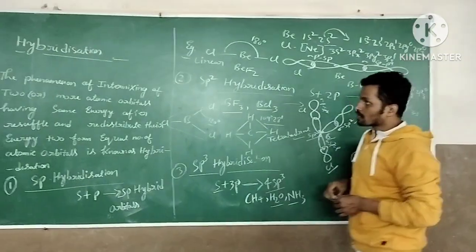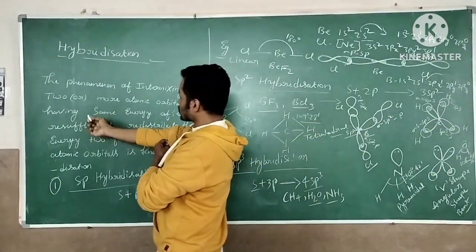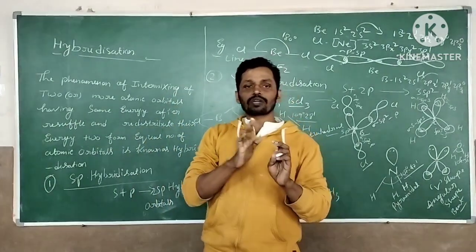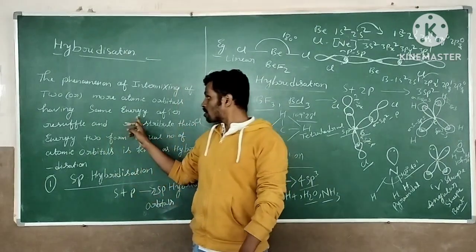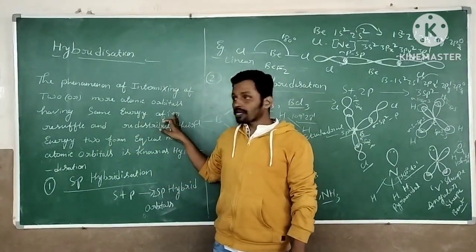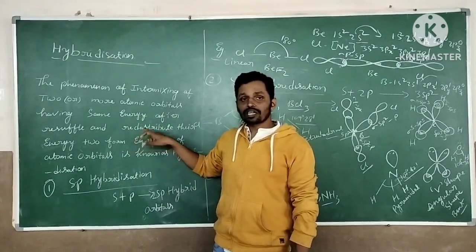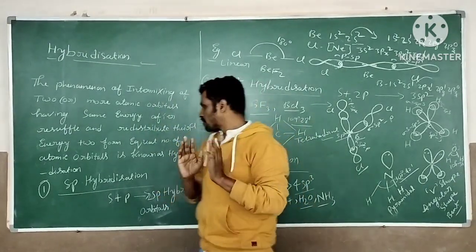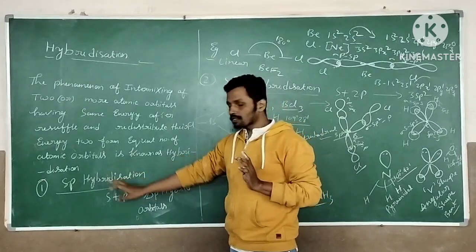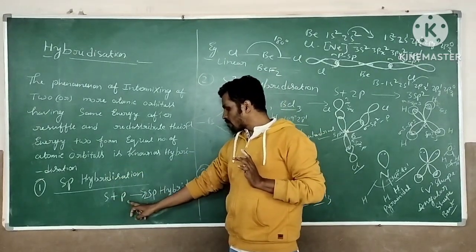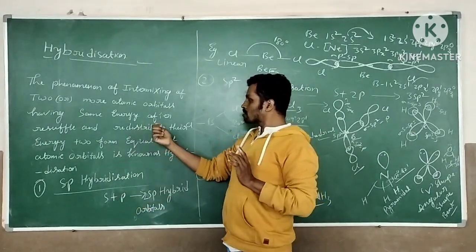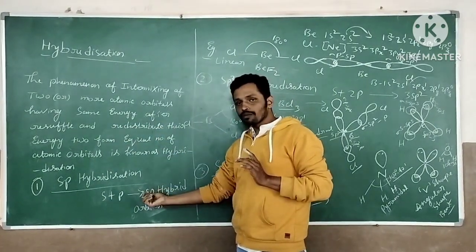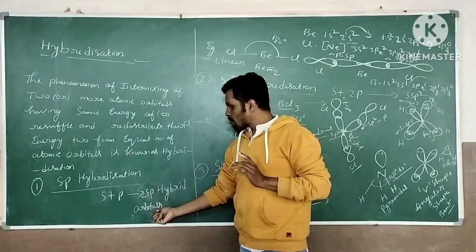Okay. Once again, recap the hybridization. Hybridization means intermixing of at least 2 atomic orbitals, combining to form the same number of hybrid orbitals. Hybrid orbitals are degenerate orbitals, meaning they contain the same amount of energy. For example, first, sp hybridization: one s orbital and one p orbital intermix with each other, redistribute their energies, and form 2 equal sp hybrid orbitals.